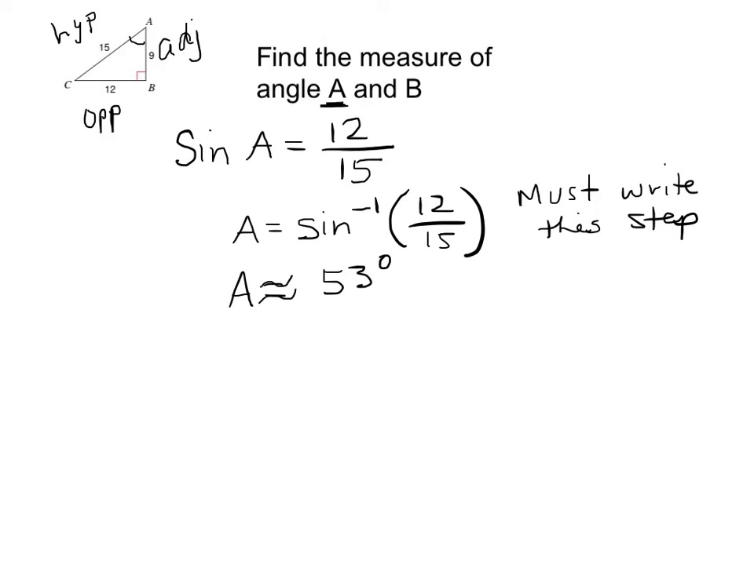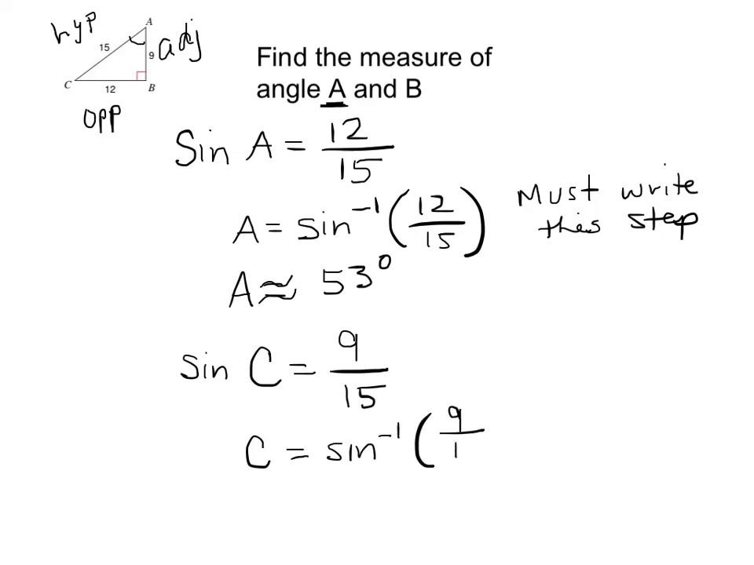So now we can say, what if I want to do sine of angle C? I can do sine of angle C. That would be the opposite side, which is 9, divided by the hypotenuse, which is 15. So C is equal to the inverse sine of 9/15. And when you do that on your calculator, you will get that it is about 37 degrees. And of course, when you take 90 plus 53 plus 37, it does equal 180.